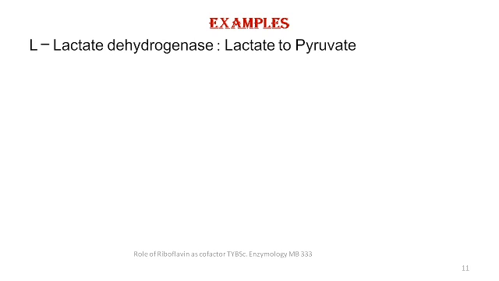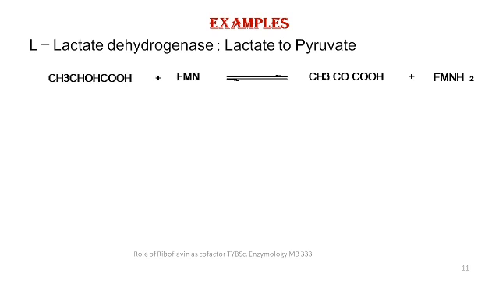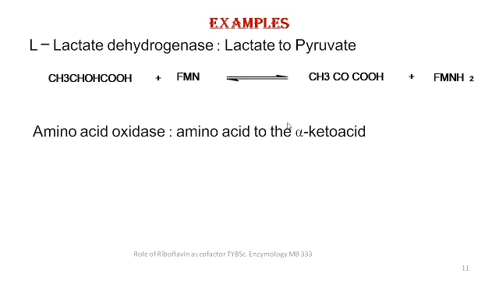Now we come down to examples in the various metabolic reactions taking place in the cell. The first one that is very important is lactate dehydrogenase, which catalyzes the conversion of lactate to pyruvate. Here you can see the lactate with the help of FMN, which will accept two hydrogen atoms from lactate, converting lactate to pyruvate, and the FMN gets reduced.